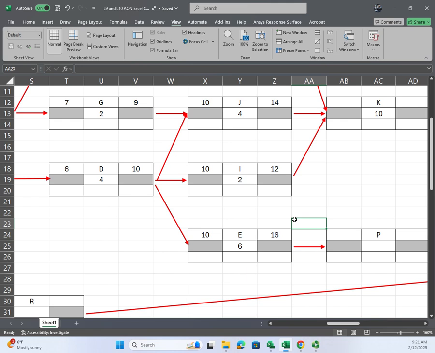Not sure what you. He was just cutting something, cut and paste. All right.